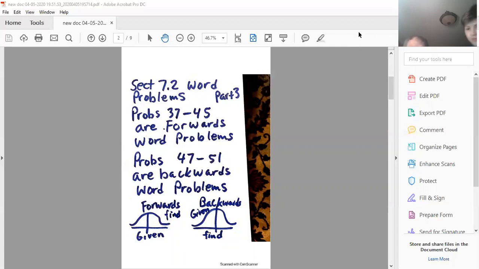Problems 37 to 45 are forwards word problems. Problems 47 to 51 are backwards word problems. On a forwards problem, to remind you, you are given numbers down here at the bottom, and you are finding percentages up at the top by splitting off the hundreds place. On a backwards problem, you are given the percentages up here, and you are finding the values at the bottom.